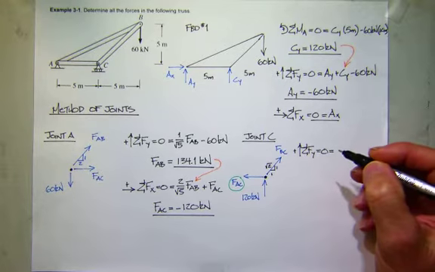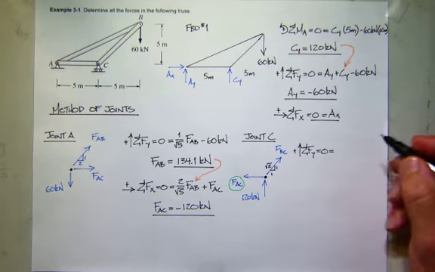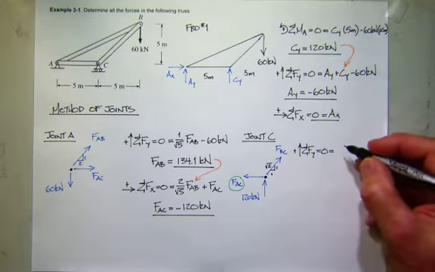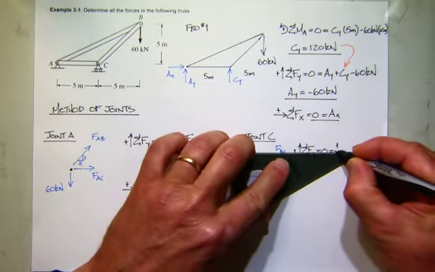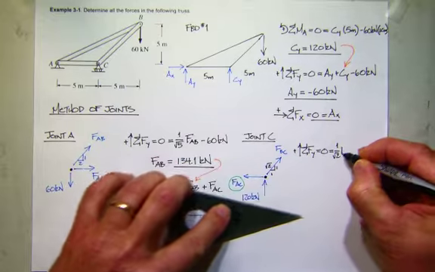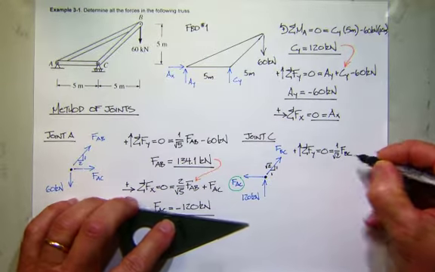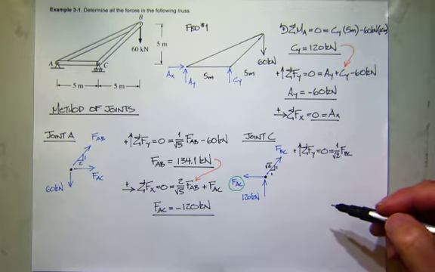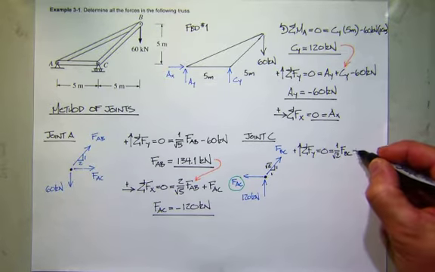Mr. Gupta, what do you got in the y direction? What's the y component of BC? 1 over the square root of 2 times BC, and that's up. And then what else is acting vertically? The 120. The 120. That's also up.